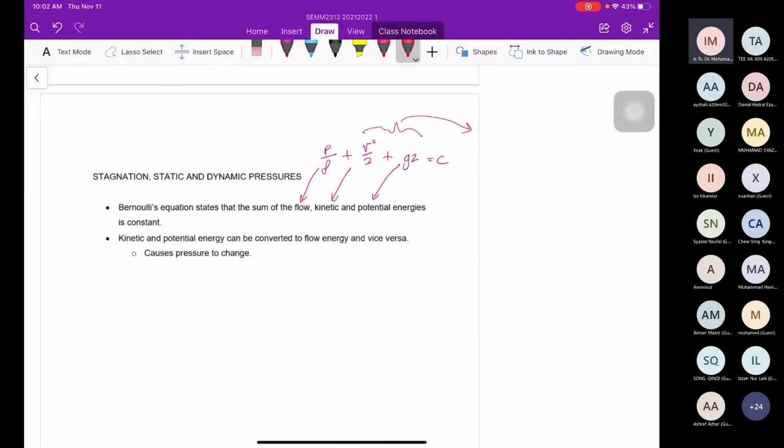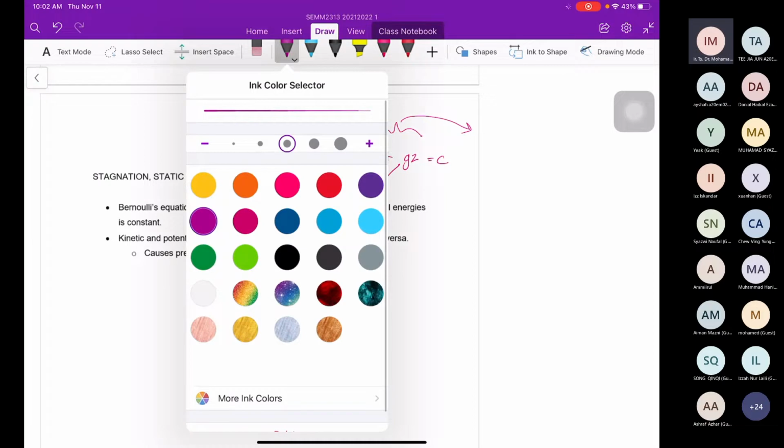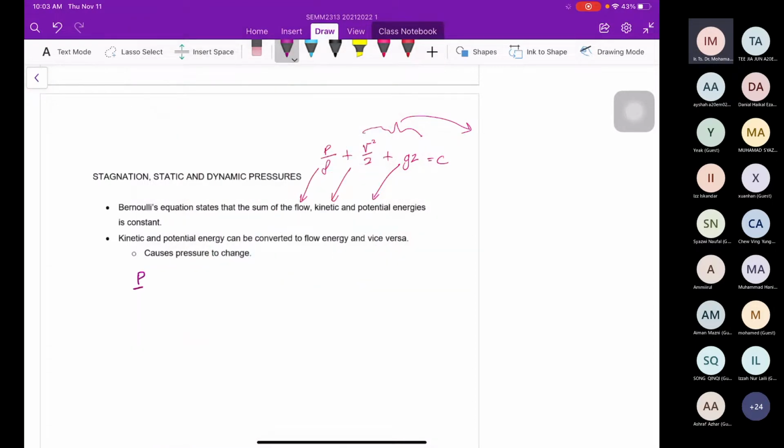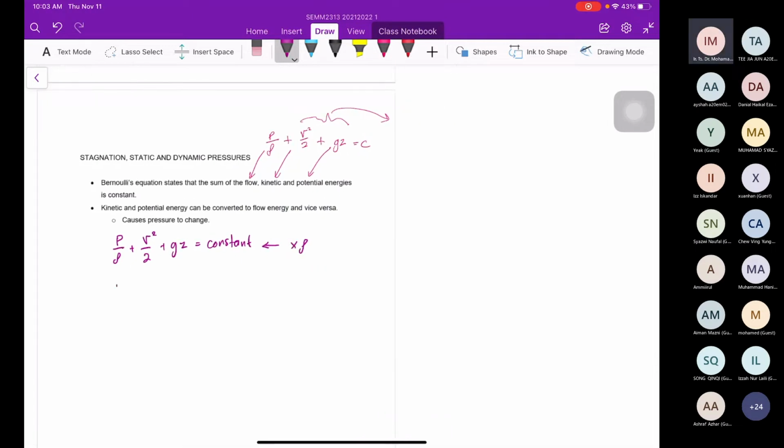So let's write again: pressure over rho plus V squared over 2 plus gz equals a constant. Now multiply the Bernoulli equation by rho. What should I get? I will get the pressure plus rho V squared over 2 plus rho gz equals a constant.